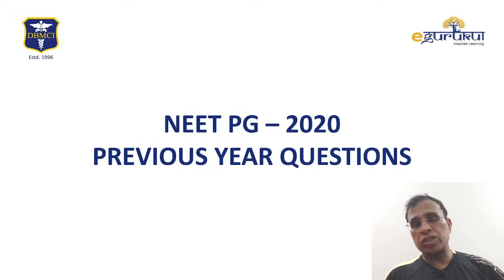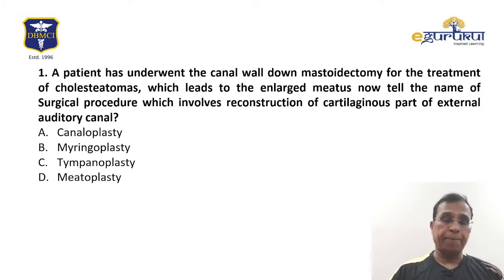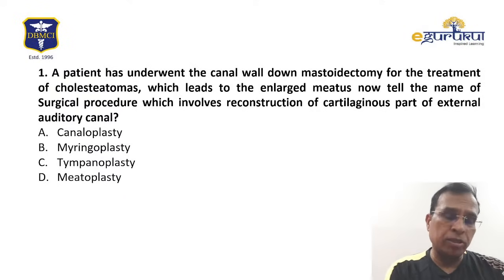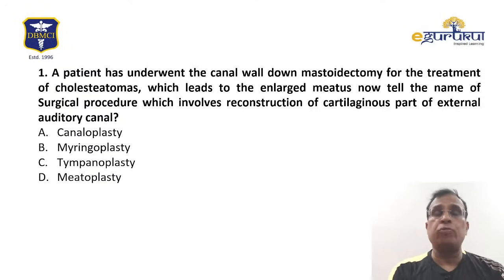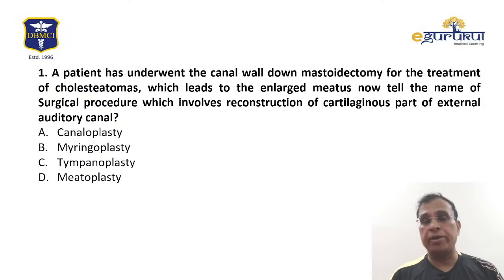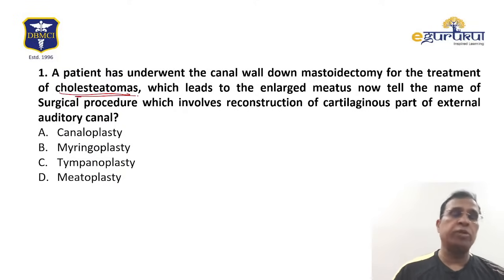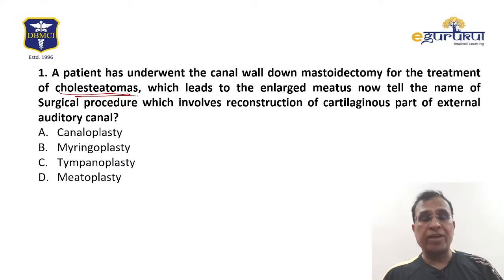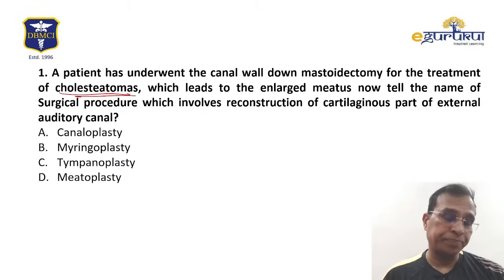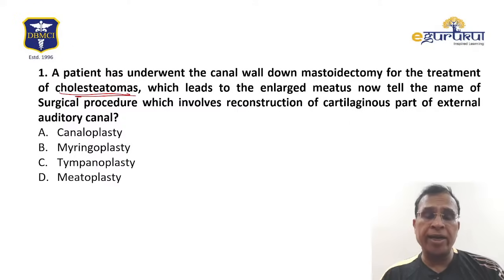So this will complete all the questions from NEET 20. So we have done 23, 22, 21 and now 20. A patient has undergone the canal wall down mastoidectomy. We all know mastoidectomy can be canal wall up, canal wall down, MRM. It's very commonly done for cholesteatoma, which is unsafe CSOM. So the patient has unsafe CSOM cholesteatoma, and canal wall down mastoidectomy is done, which leads to an enlarged meatus.